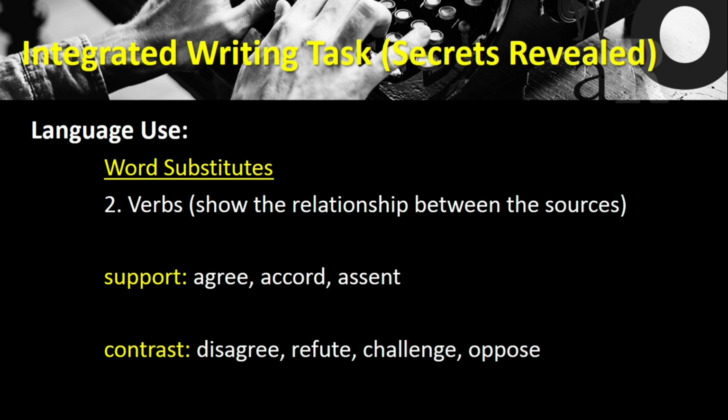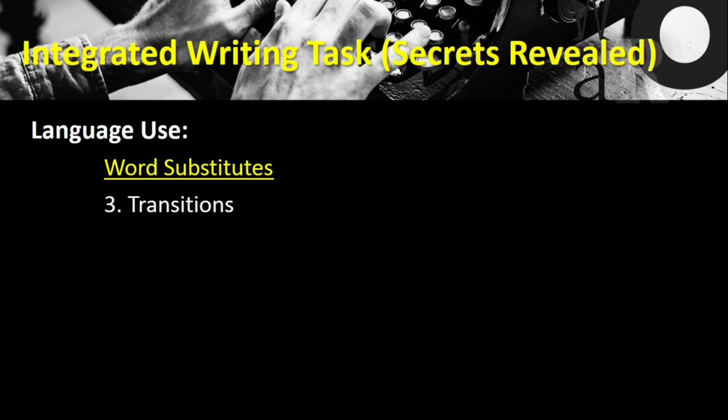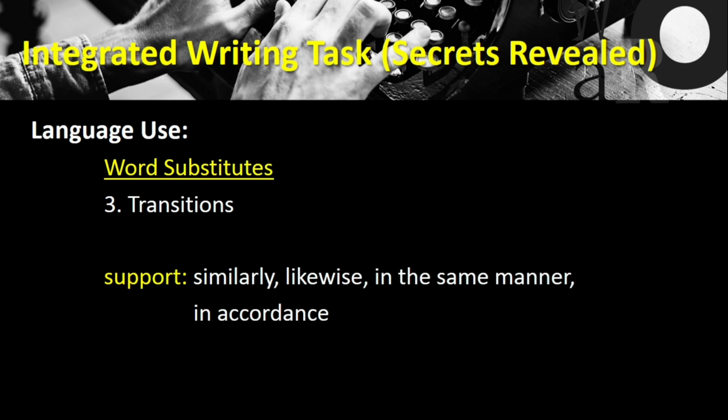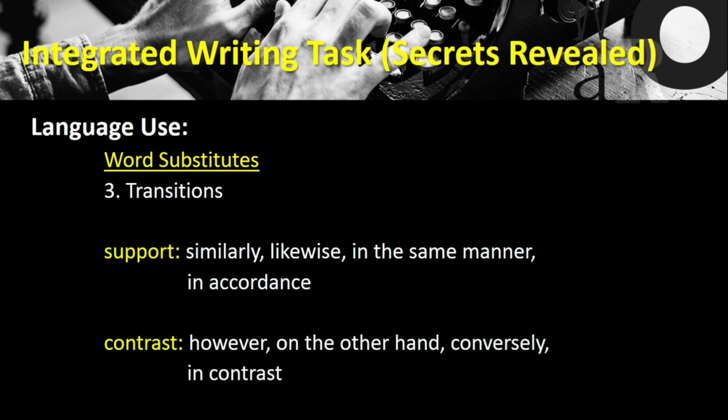Another frequently repeated expression in a response is transitions. Remember that the reading and the lecture have two possible relationships. So in a situation where the sources agree with each other, make use of transitions like, similarly, likewise, in the same manner, or in accordance. Whereas, in a contrast relationship, use however, on the other hand, conversely, or in contrast.